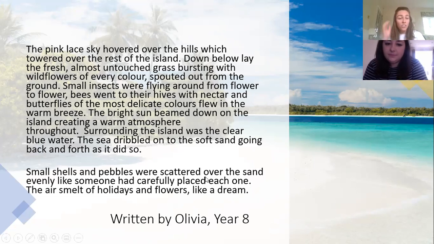So in terms of how we can learn from this, I would say that Olivia's really gone into lots of detail surrounding everything. She's mentioned the sky, the grass, the colours, the insects, the sun, the sea, and even the shells and the pebbles, rather than just saying the island looked very inviting and welcoming and beautiful. She's really teased out so much extra detail here.